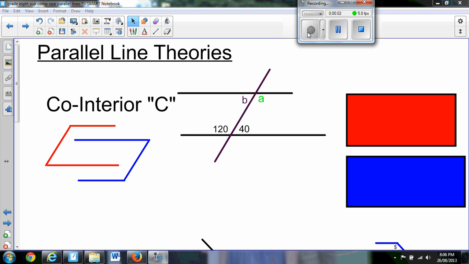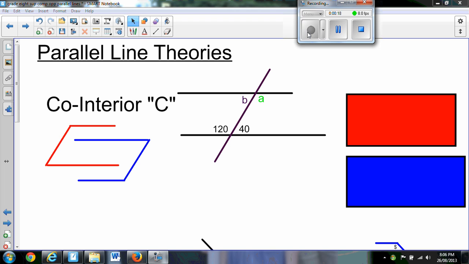Okay, grade 8s, this is your second geometry lesson. This one's on parallel line theories. Yesterday we did sup, comp, and opposite, and they will be used with these in larger questions very, very soon. But we have to get a hold of these ones first.